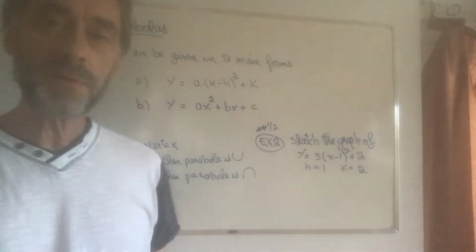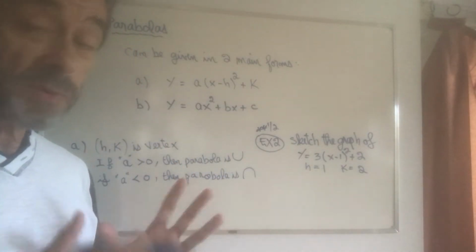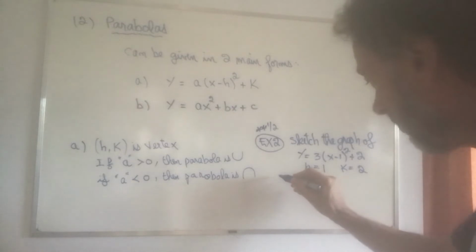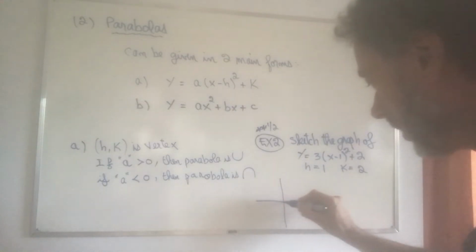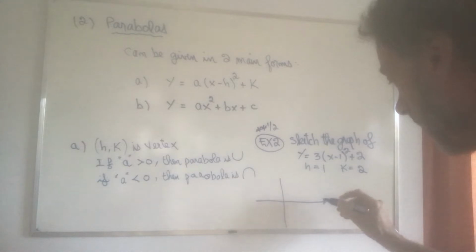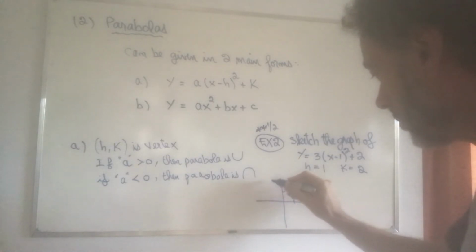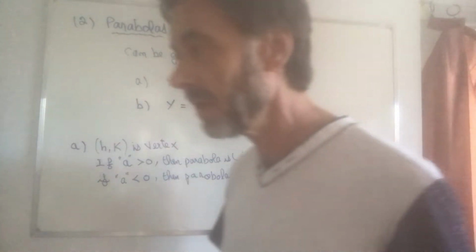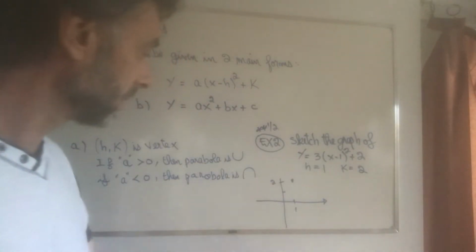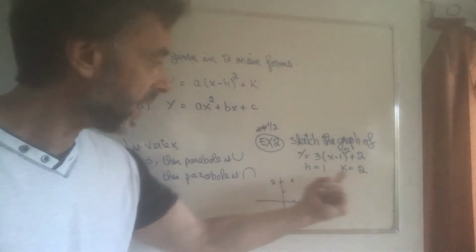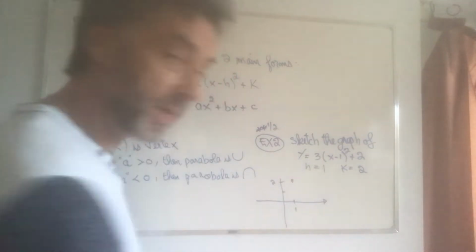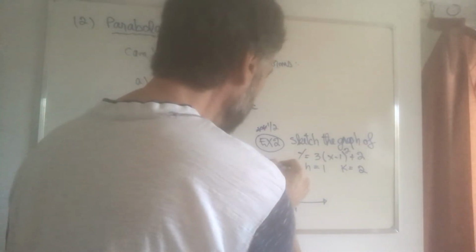This information alone allows us for a rough sketch, not a precise sketch, but at least we get an idea of what's happening here, because then the graph is going to look somehow like this. So 1, 2, and here is the vertex 1, 2, h, k. Because it's oriented upwards, we're going to draw an upwards parabola, like that.